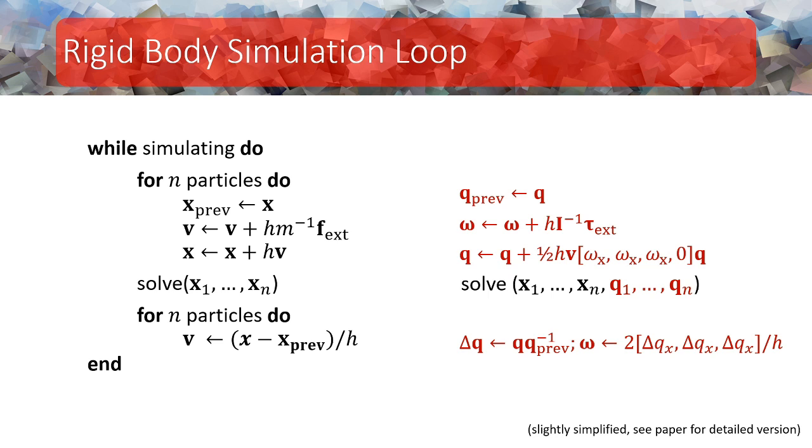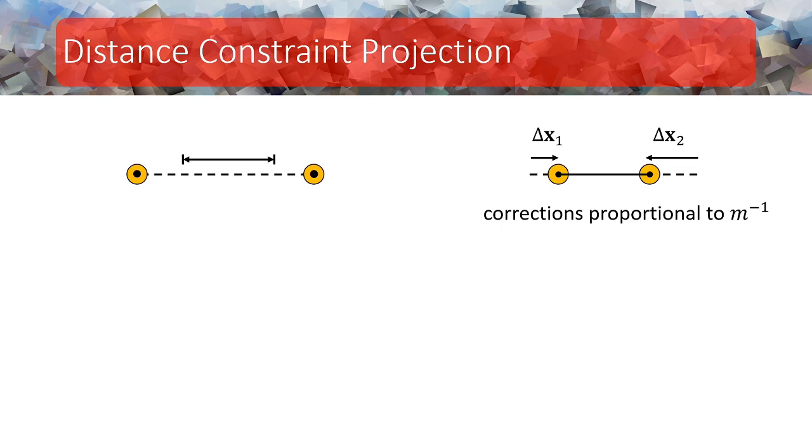For this, we introduce two simple projection types. But let's first have a look at the traditional distance constraint between two particles. In this case, we have two particles and the constraint distance. PBD solves this constraint by moving the particles toward each other. In order to conserve momentum, they have to be moved proportional to their inverse masses.